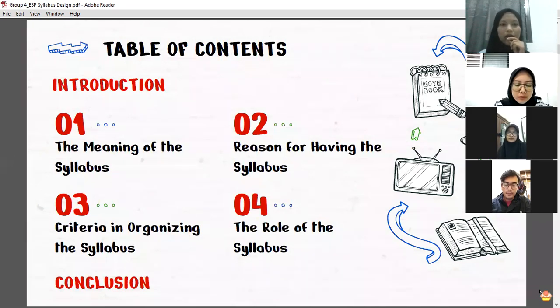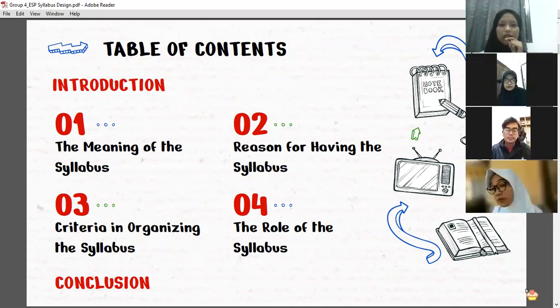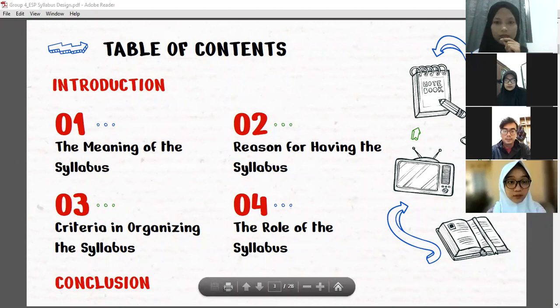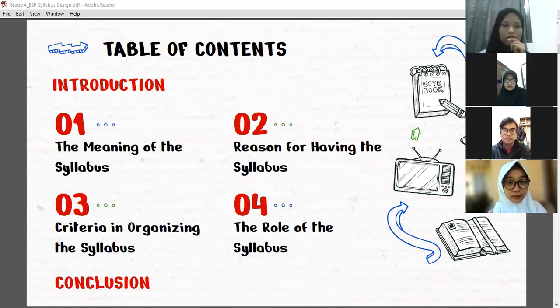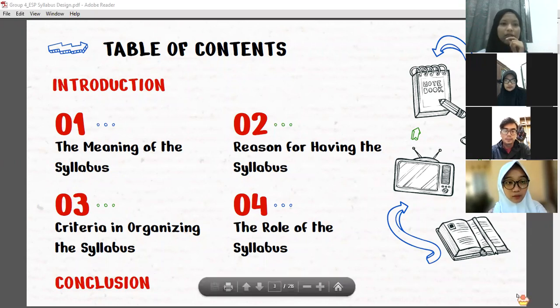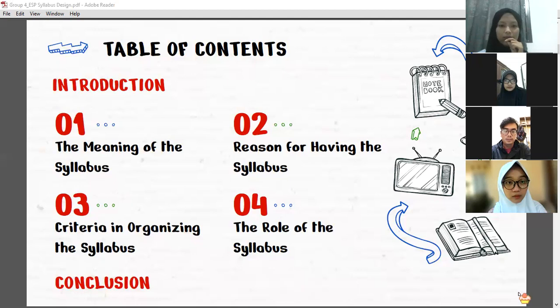Here are the contents that we are to present today. The first is introduction, and then the meaning of the syllabus itself, and then the reason for having the syllabus, the criteria in organizing the syllabus, and the role of the syllabus, and the last one is conclusion. The first material is introduction, which will be presented by me.